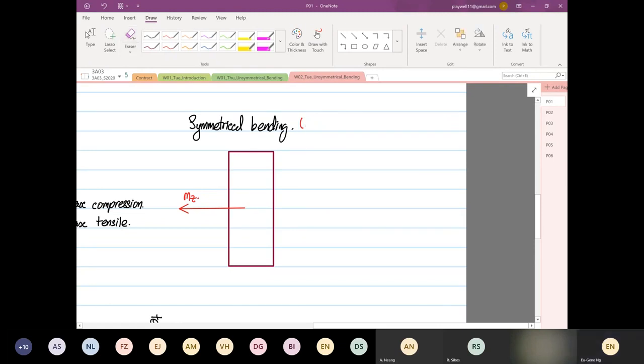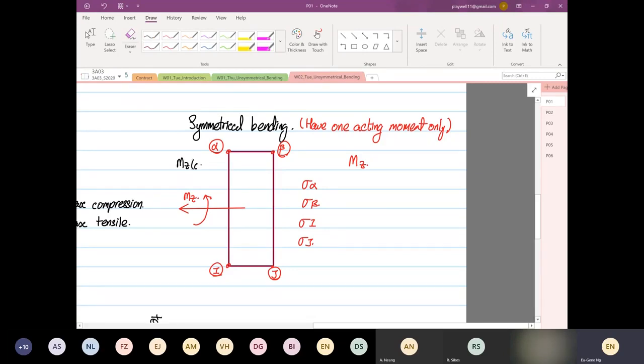So in unsymmetrical bending, you have more than one acting moment, but in symmetrical bending you only have one acting moment. Again, if we call the points alpha, beta, I, and J, we will have moment about Z. So you have stress alpha, then you have stress beta, stress I, and stress J, and on top will be MZ compression, and then you will have MZ in tension.